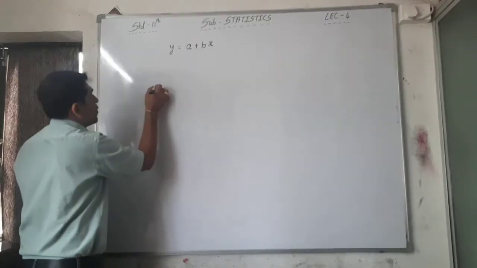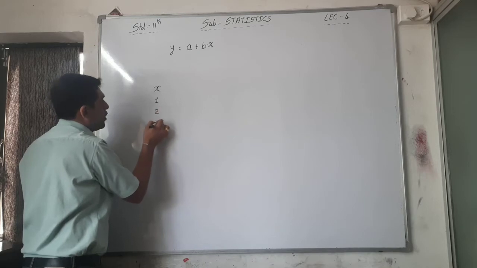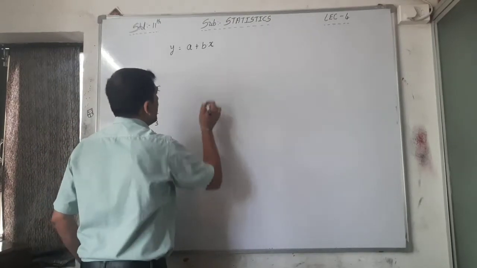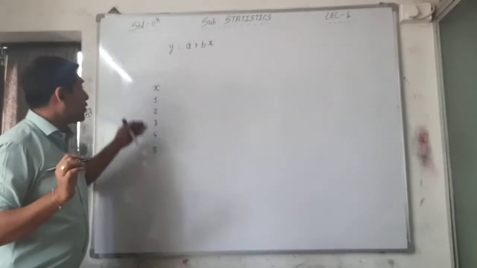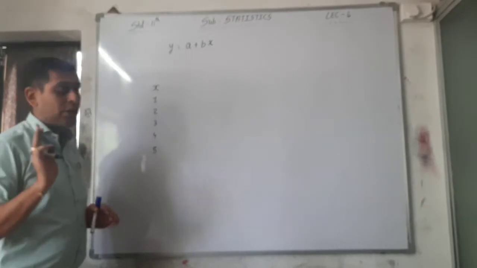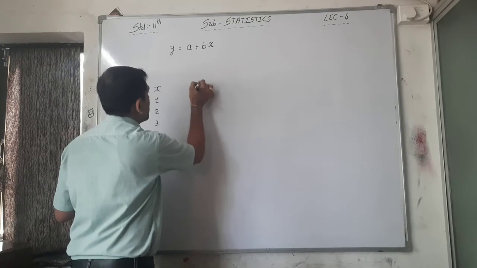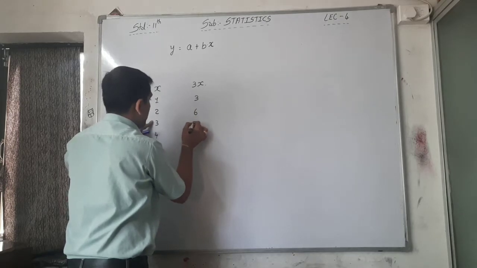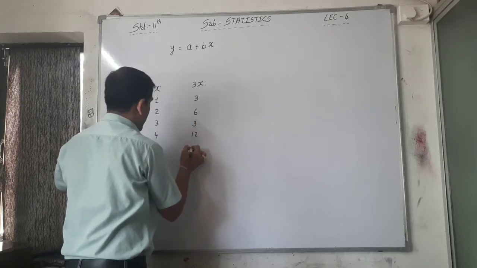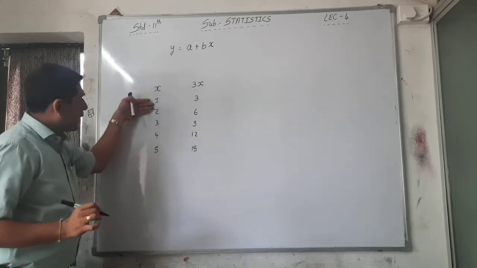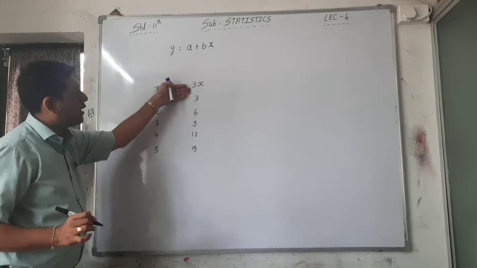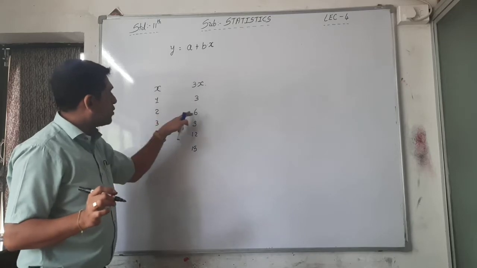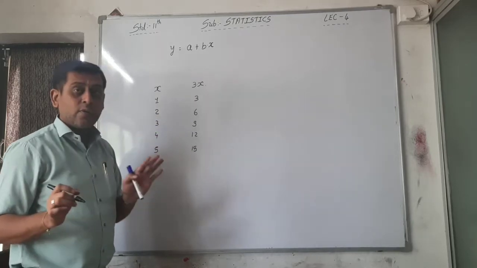See, if x is equal to 1, 2, 3, 4 and 5, now I am multiplying by a fixed value, that is 3. So what is 3x? I am multiplying all the observations of x with 3 and writing here 3x. The observations of 3x are 3, then 3 2s are 6, 3 3s are 9, 3 4s are 12, 3 5s are 15.